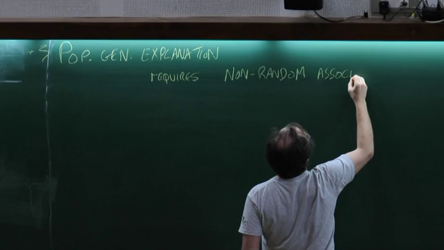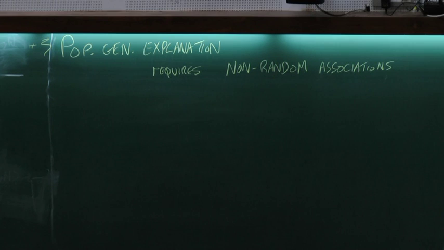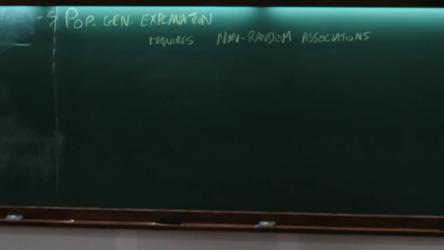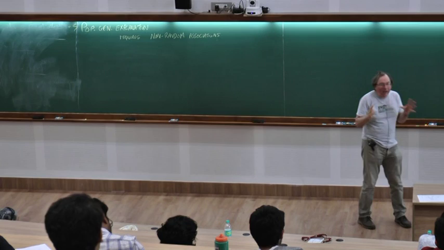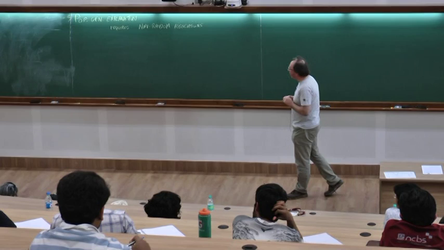This is a rather obvious point, but it's a really fundamental point, that if we're going to explain the maintenance of sex and recombination in population genetic terms, then sex and recombination have to actually do something to the population. And that requires that the population contain non-random associations. And this includes both linkage disequilibrium and also deviations from Hardy-Weinberg proportions.